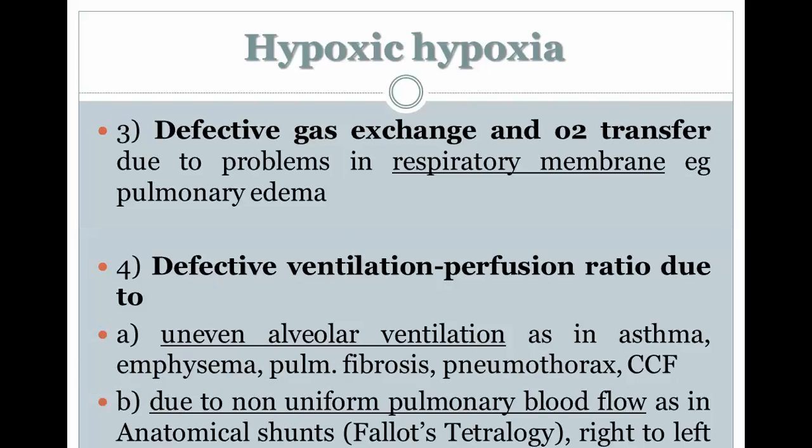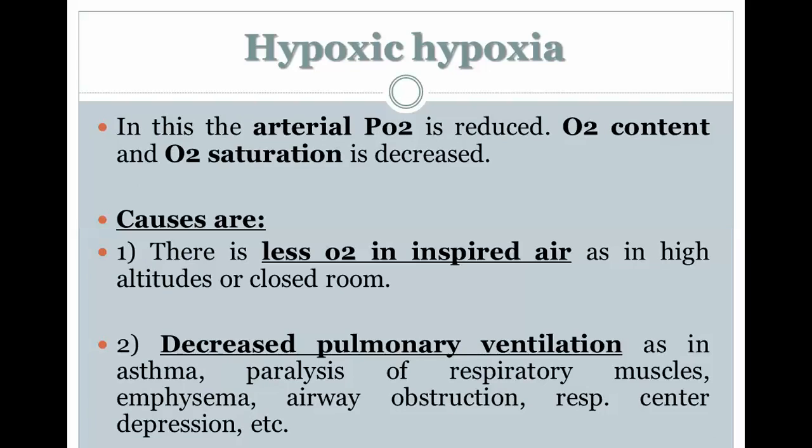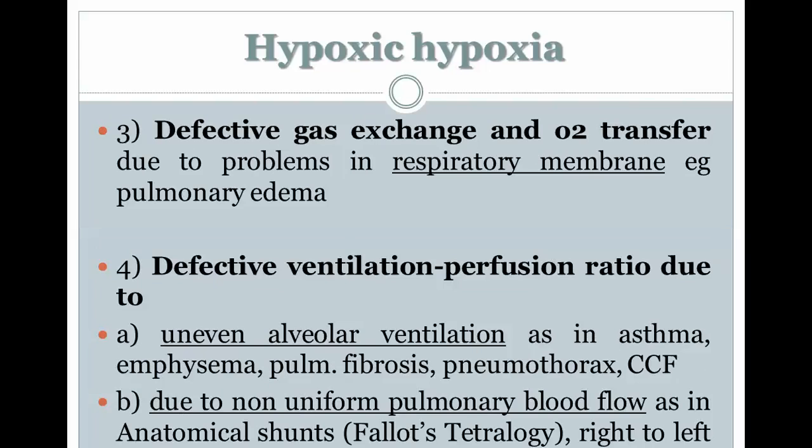Defective gas exchange and oxygen transfer in the respiratory membrane, as in pulmonary edema, cardiogenic or non-cardiogenic ARDS, or pneumonia or collapse or anything. Okay? So what will occur? Alveolar pressure is normal. Once the alveolar pressure is normal, what will occur to the PO2? Decreased. The arterial decreased. Why? Because there is a problem in diffusion. What's the difference between this and number 2 and number 1? How can you know there is a problem here or in this?